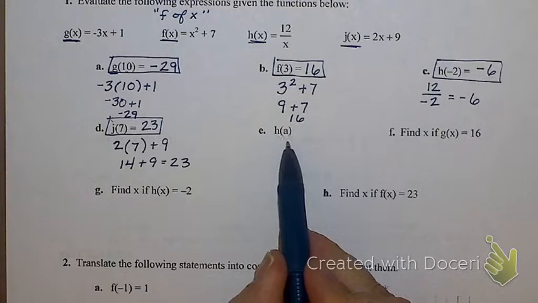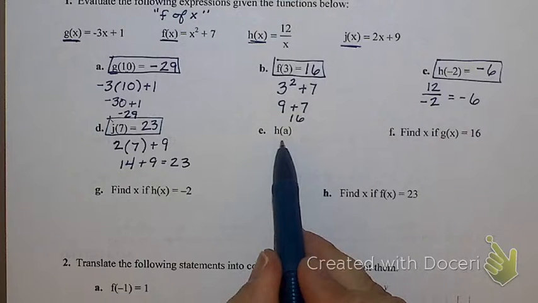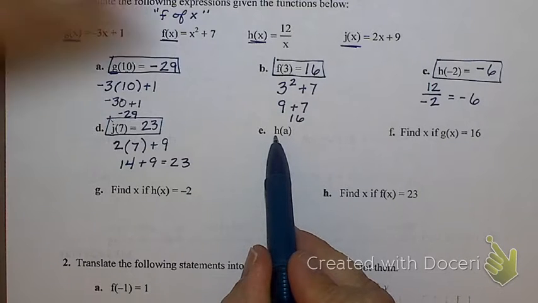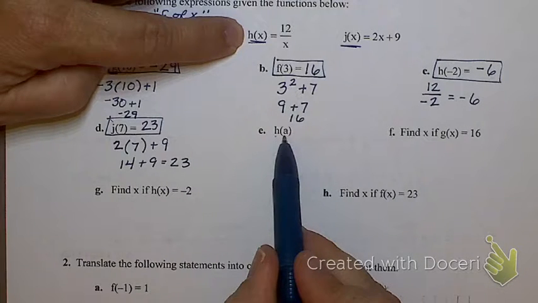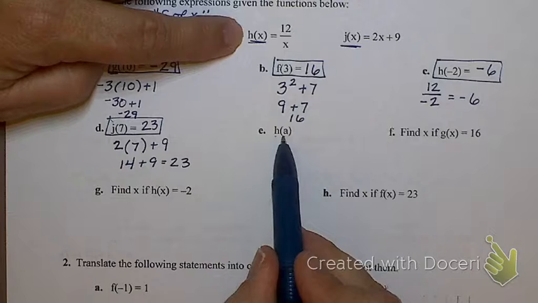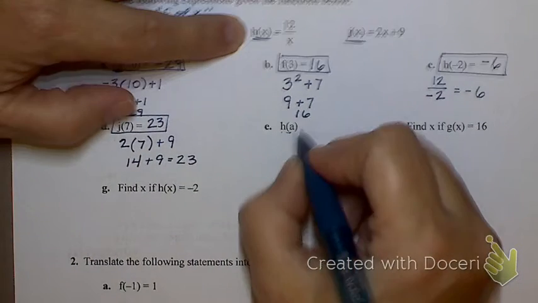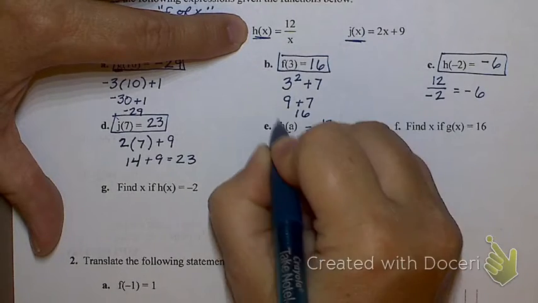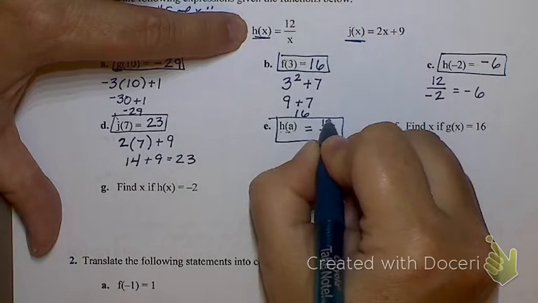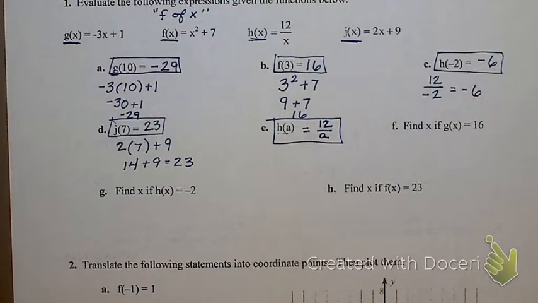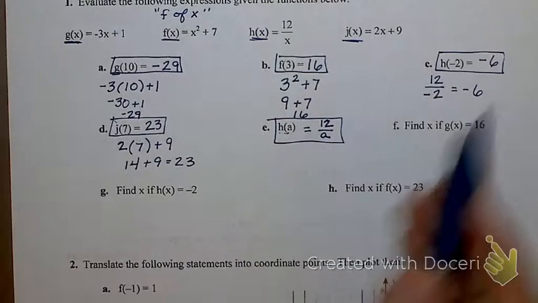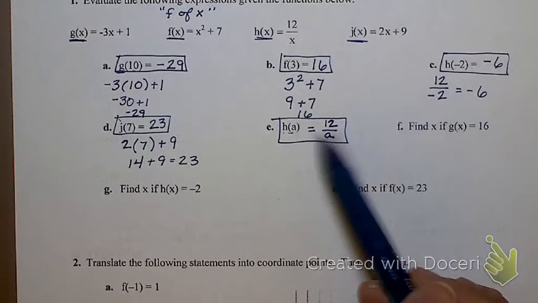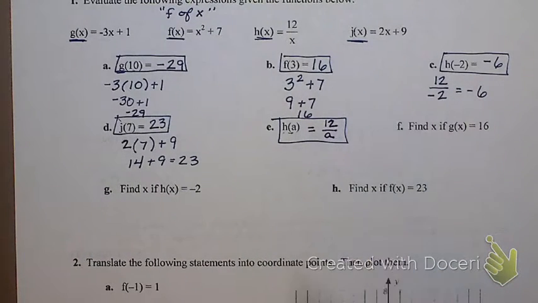H of A. What does that mean? That means I'm going to look at which function, the H function, and it's saying where you see X in there, put what? Put an A instead. So H of A is just going to be 12 over A. That's it. So 12 over A I can't simplify. 12 over a number, like over here, I could simplify. But 12 over A, I just leave it.